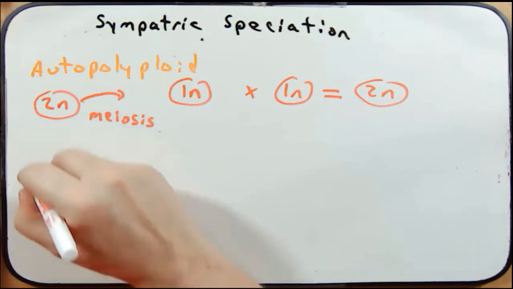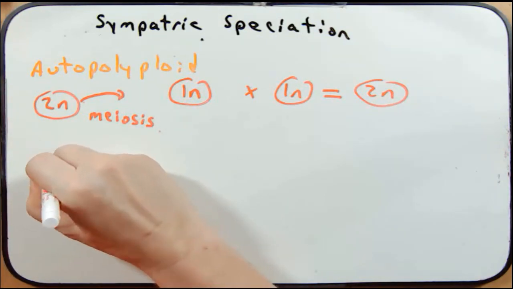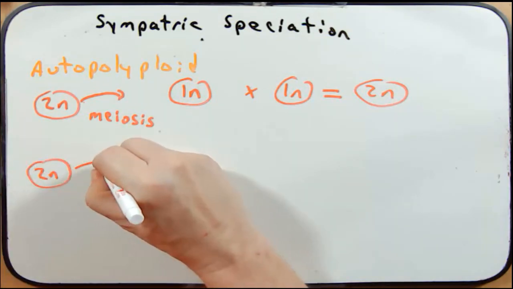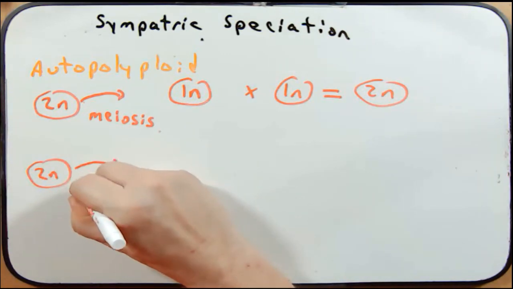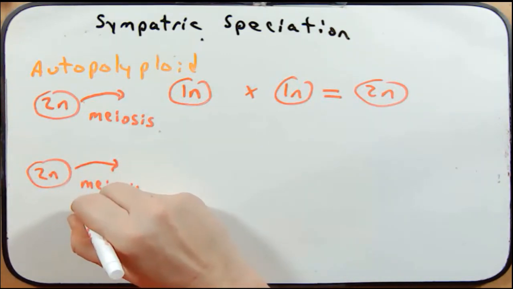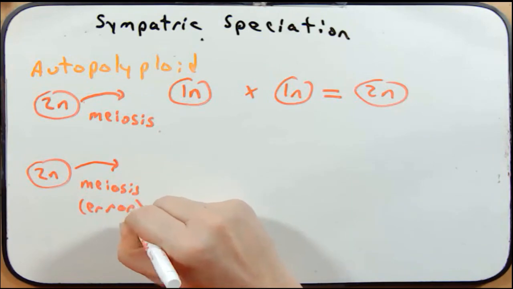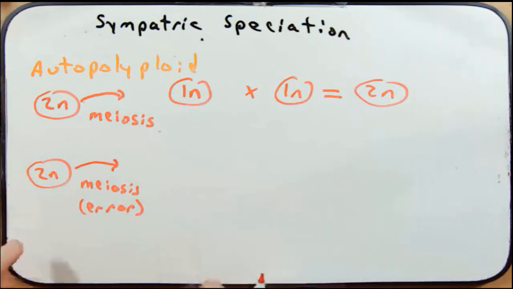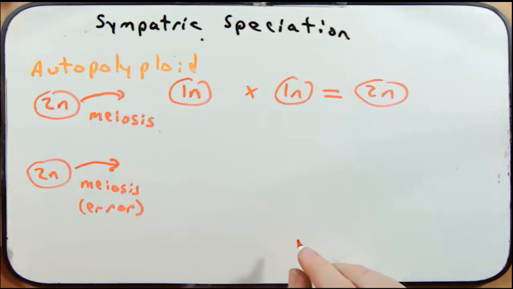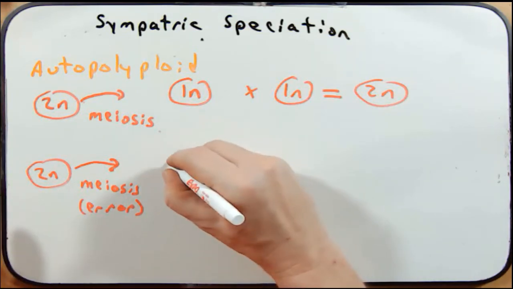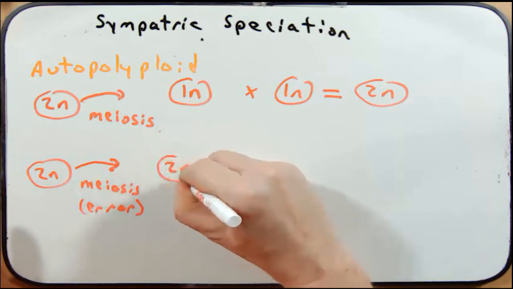Now, sometimes what happens, and again, this happens a lot more in plants, while it's going through meiosis, there's an error. And for the purpose of this class, we don't have to worry about what kind of error would lead to this, but you just need to know that it's an error. If you're interested to know more about how the error occurs, you can let me know and I can explain it to you, but for now, let's just call it an error. And when it makes a gamete, it makes a 2N, a diploid gamete, instead of a haploid.